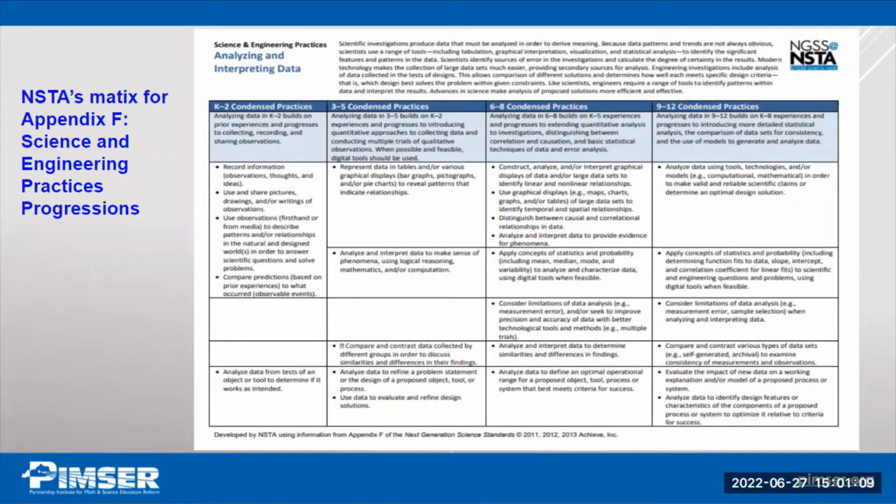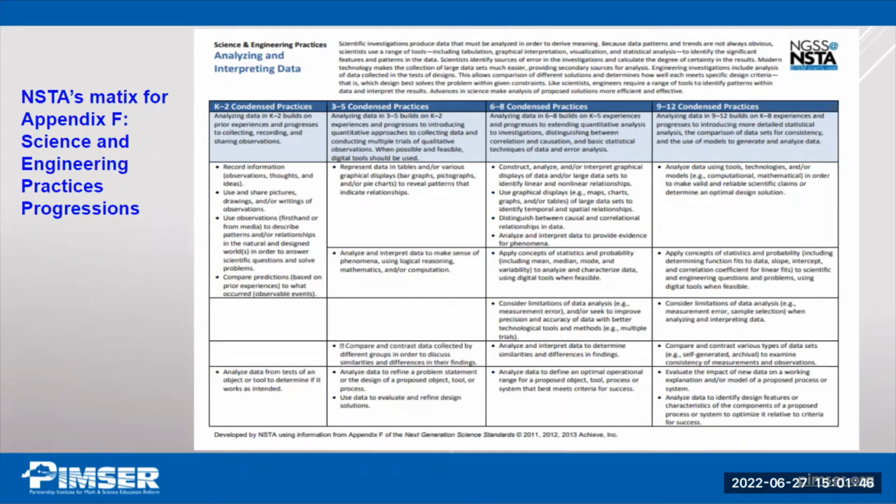More attention is given to the limitations of data analysis and thinking about ways to improve precision and accuracy. Students analyze data to look for optimal operational ranges in evaluating design solutions. And then by 9-12, more detailed statistical analysis is involved. Data sets are compared for consistency, and the use of models helps them generate and analyze data. Students use tools, technologies, and/or models to analyze data to make valid scientific claims or determine optimal design solutions.